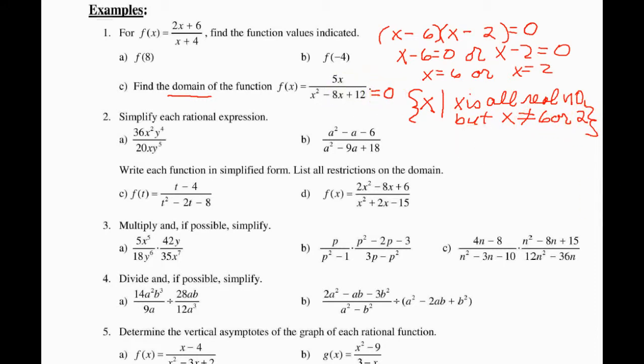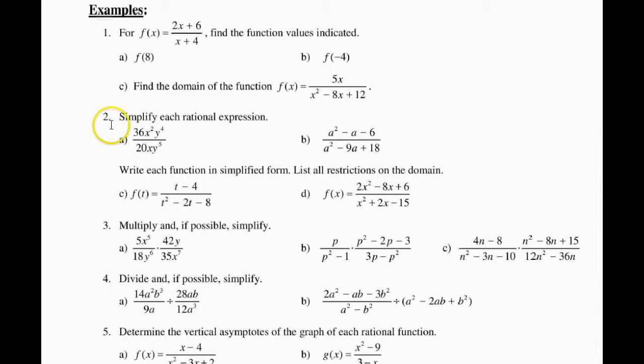All right. Now in number 2, we're asked to simplify each rational expression. And in simplifying, we're asked to take out common factors. So what do we need to do here? Well, basically the technique is to take out the factors of 36. And let me set this up for you.